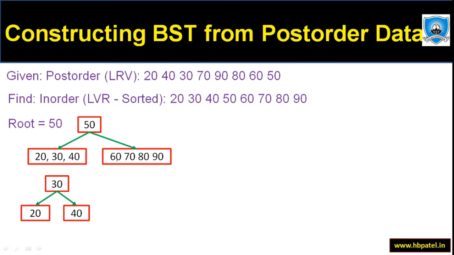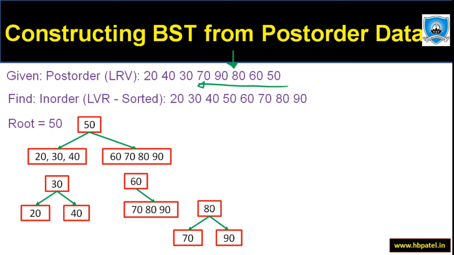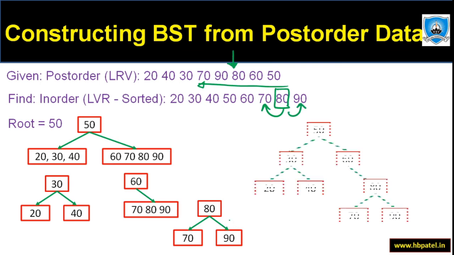Now if I take this one, 60, 70, 80, 90, if I scan from this one, you can see 60 comes first, so it will be 60. And if I see in this in order, there is nothing on the left but everything is on the right, 70, 80, 90. So I'll be putting 70, 80, 90. And now with this 70, 80, 90, which one should come first? So for that also you will be scanning this one. So 70, 80, 90, you can see 80 comes first. So 80 should be your root, and if you consider 80 as a root, 70 is on the left hand side, 90 is on the right hand side.